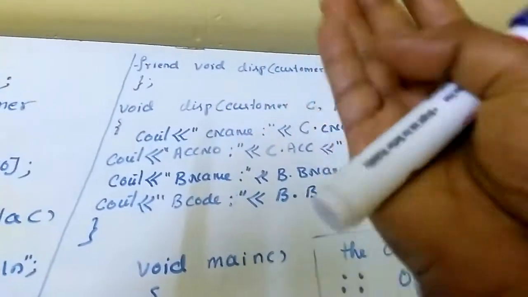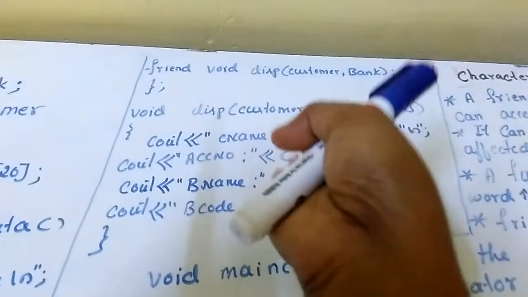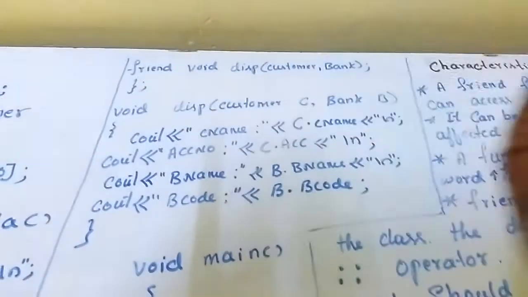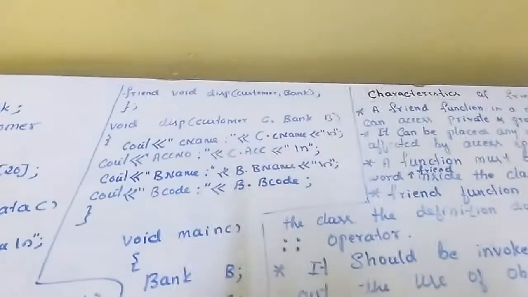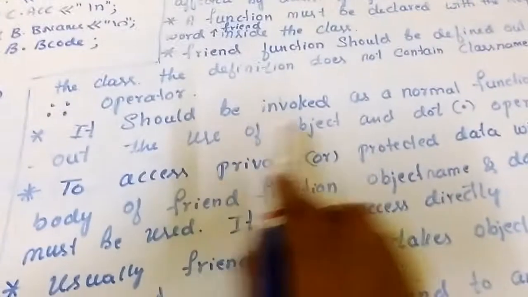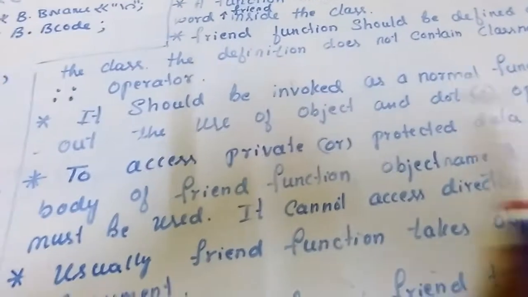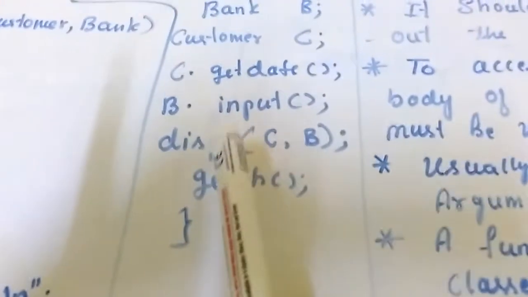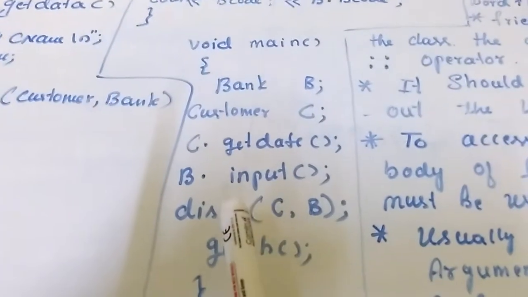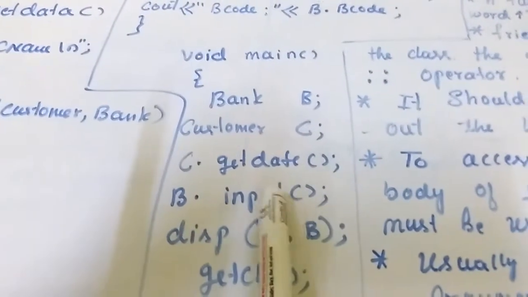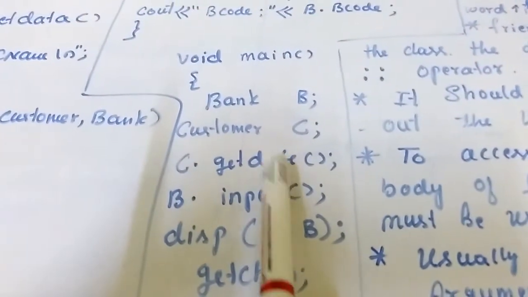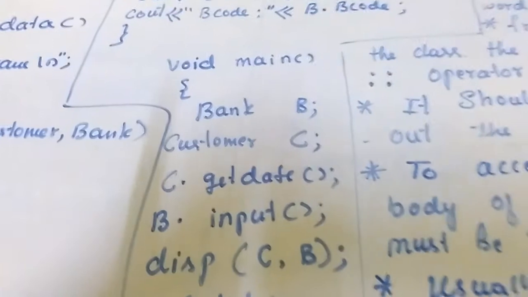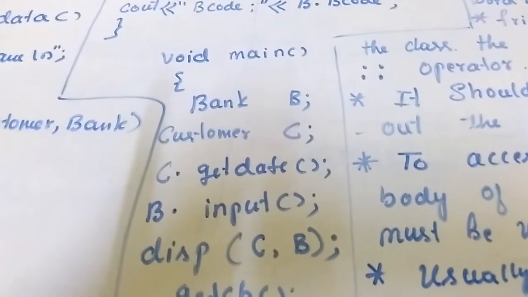It's very common. We have to apply common sense here, because display is not a member of any of these two classes. Then we can't use the class name and scope resolution to define outside the class. It's a separate function. Then it should be invoked as a normal function, without using object and dot operator. See, while invoking the friend function, we are invoking it here from main function. Get data and input are the member functions. Get data is a member function of customer and input is a member function of which class? Bank class. So in order to invoke those functions, we used object and dot operator.